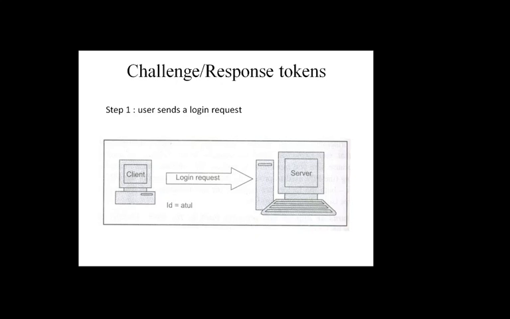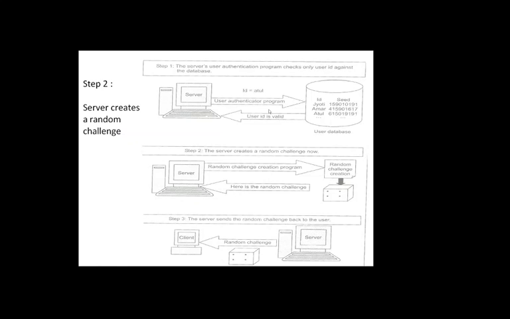First of all, the user sends a login request, and whenever it sends the login request, it will send only the ID to the server. Whenever the server receives this particular ID, the server will activate its authenticator program, by which it is able to match the ID Atul in the user database. If it finds that ID Atul is registered at that particular server, it will tell the server that the ID is valid. Then what will happen?